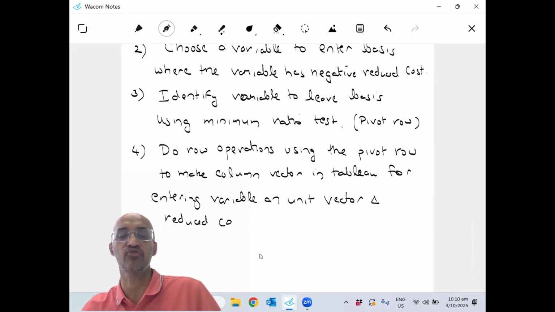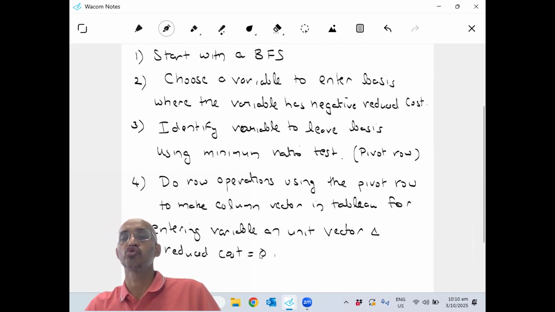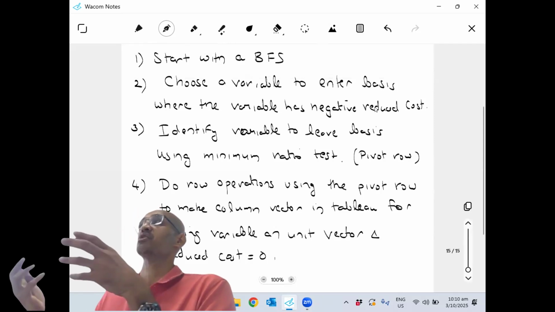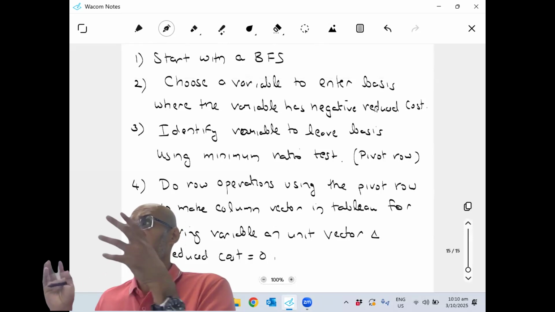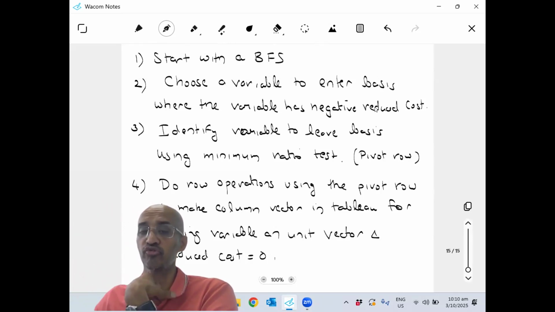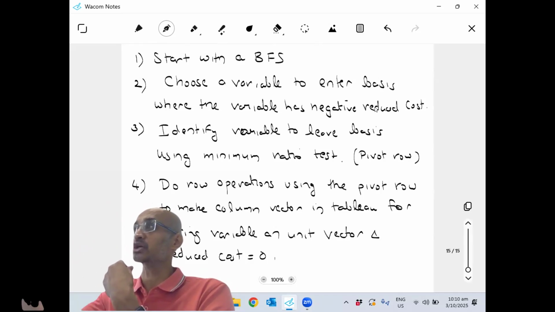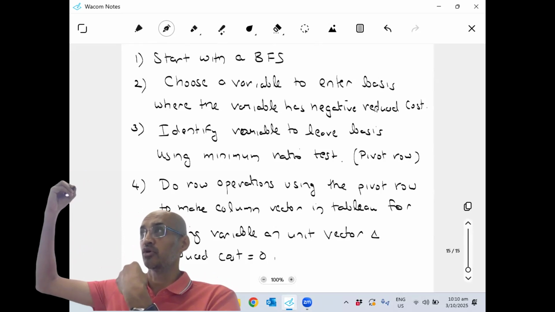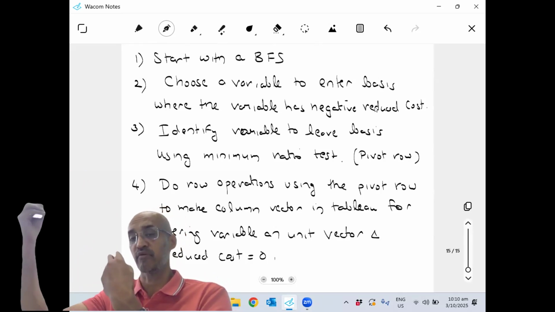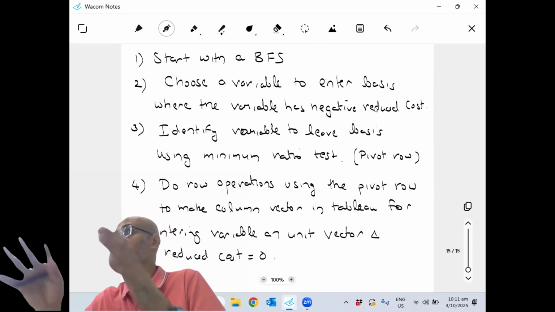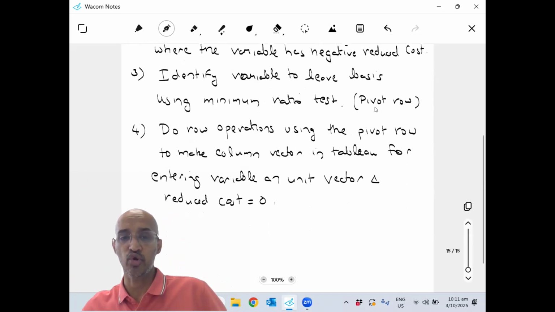Okay, so the idea is that we are going to use this variable to enter the basis. It's a non-basic variable. Once it enters the basis, basic variables will always have zero reduced cost. So I have to do row operations to make the basic variables have a zero reduced cost. And I'm going to make the column corresponding to the entering variable a unit vector. So there's going to be a one where the pivot row is, and zero everywhere else. Okay, and we'll see why these row operations make sense. And we're going to continue doing this.